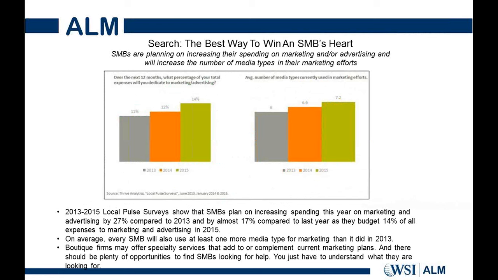And the average number of media types currently used in marketing efforts also is increasing. If you look at 2013, it used to be 6 media types, so that could have been some traditional, some digital, right? Then it moved to 6.6 and 7.2. So within 2 years, you've moved up one whole point, meaning that they're willing to add a new media type to their marketing mix. So there is an opportunity again for you not only to help them increase their spending step by step, but also on introducing new services to them that they can benefit from based on their needs, right?